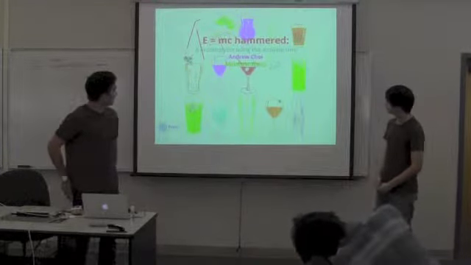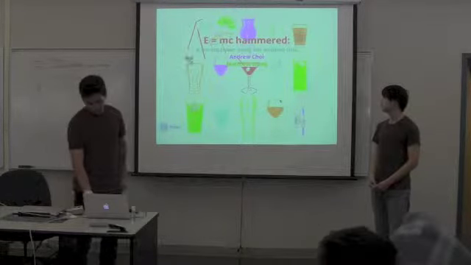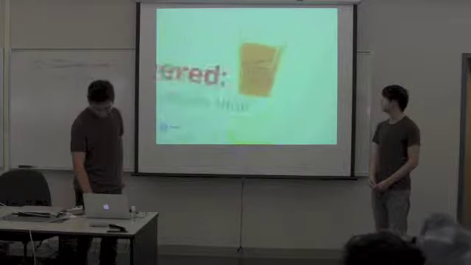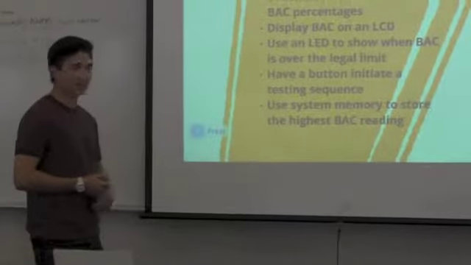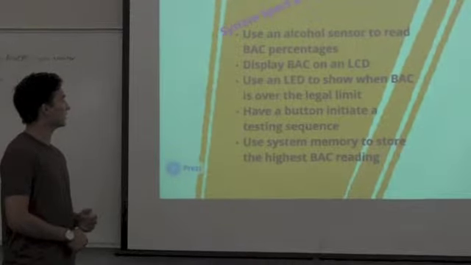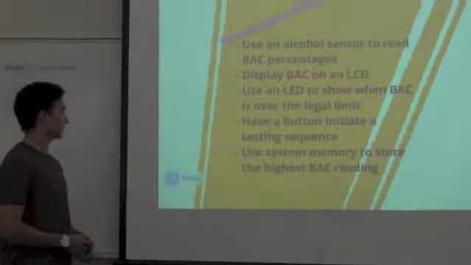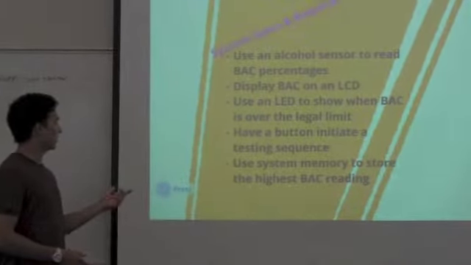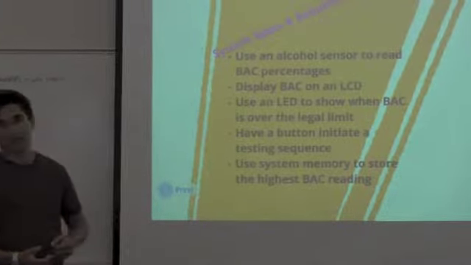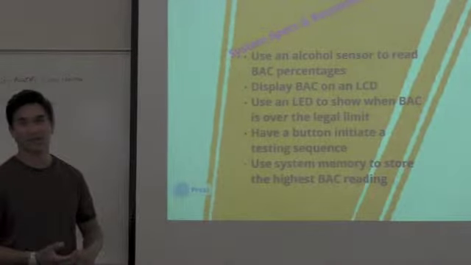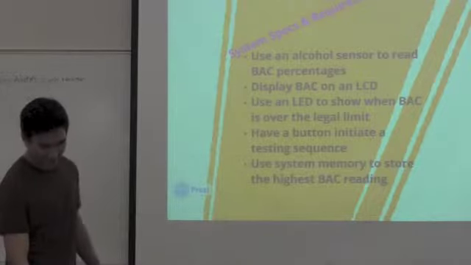We made a breathalyzer based off our Project 3 using the Arduino. So here we go. Our system specs and requirements: use an alcohol sensor to read BAC percentages, display the BAC on an LCD, and use an LED to show when the BAC is over the legal limit. Then we have a button to initiate a testing sequence, and another requirement was that we needed to store the high score to memory. High reading, not score. It's not a game, guys.